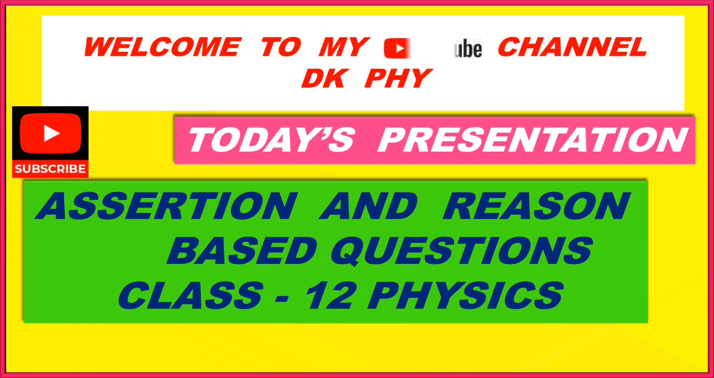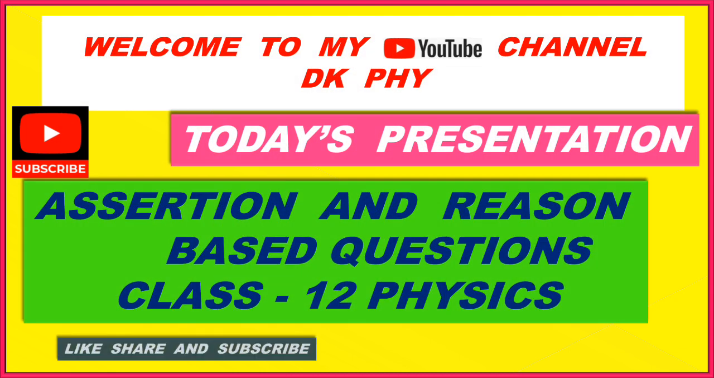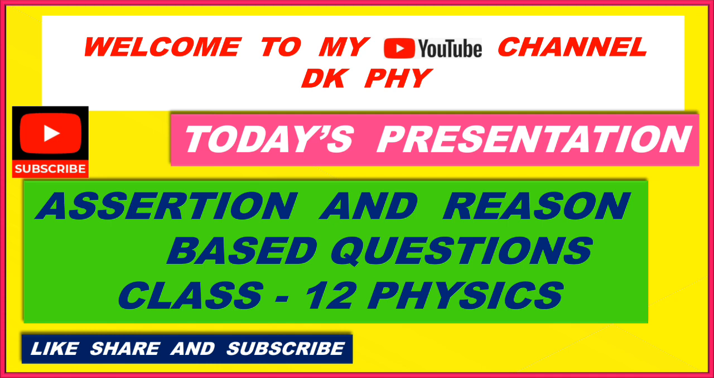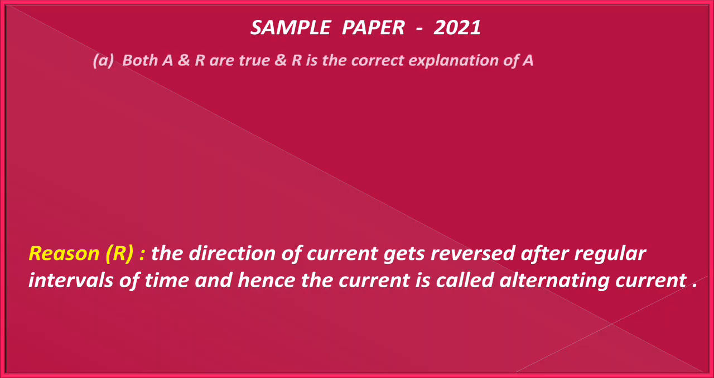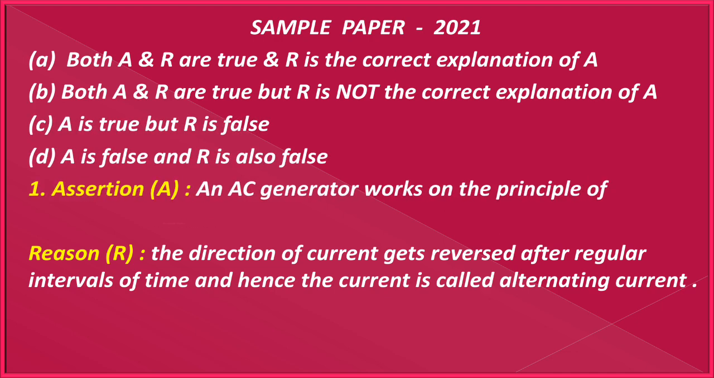Today I am going to discuss some important questions based on assertion and reason for class 12 physics. So let us now start with question number 1. There are four options A, B, C and D. You have to read the options very carefully. Thereafter you will have to read assertion and reason.